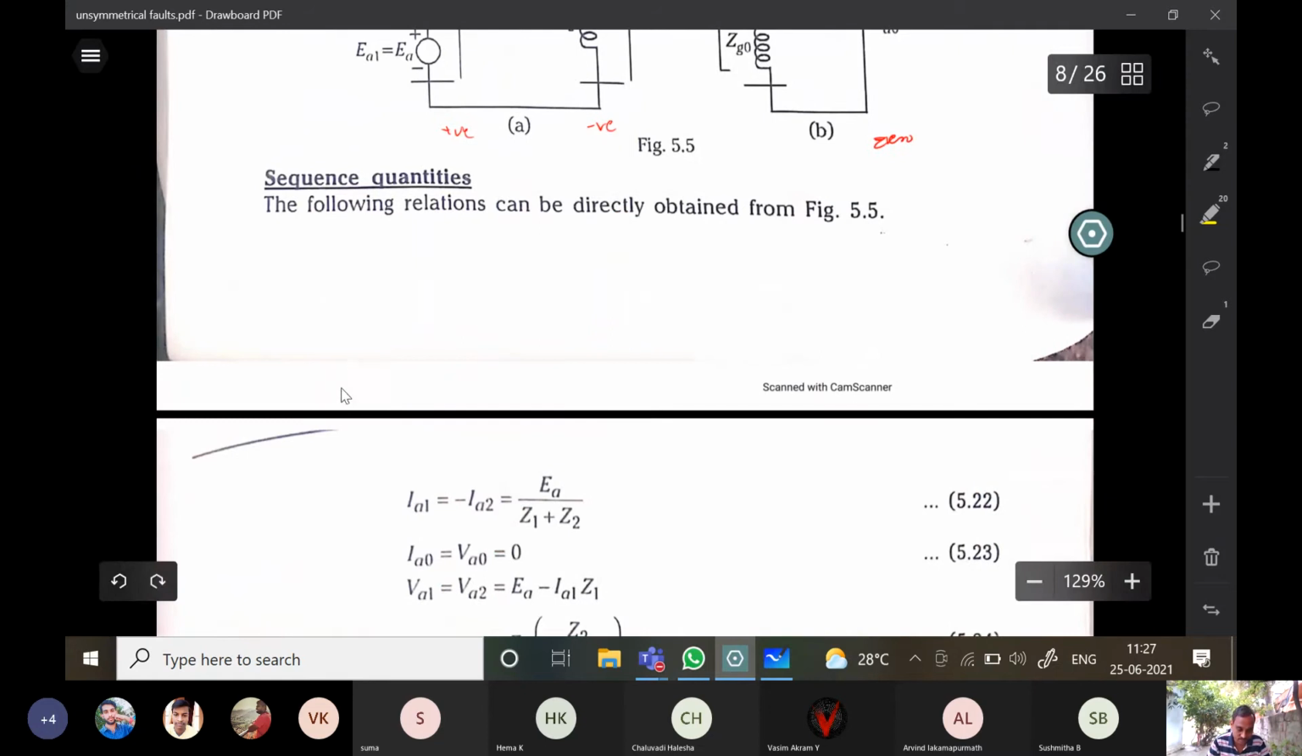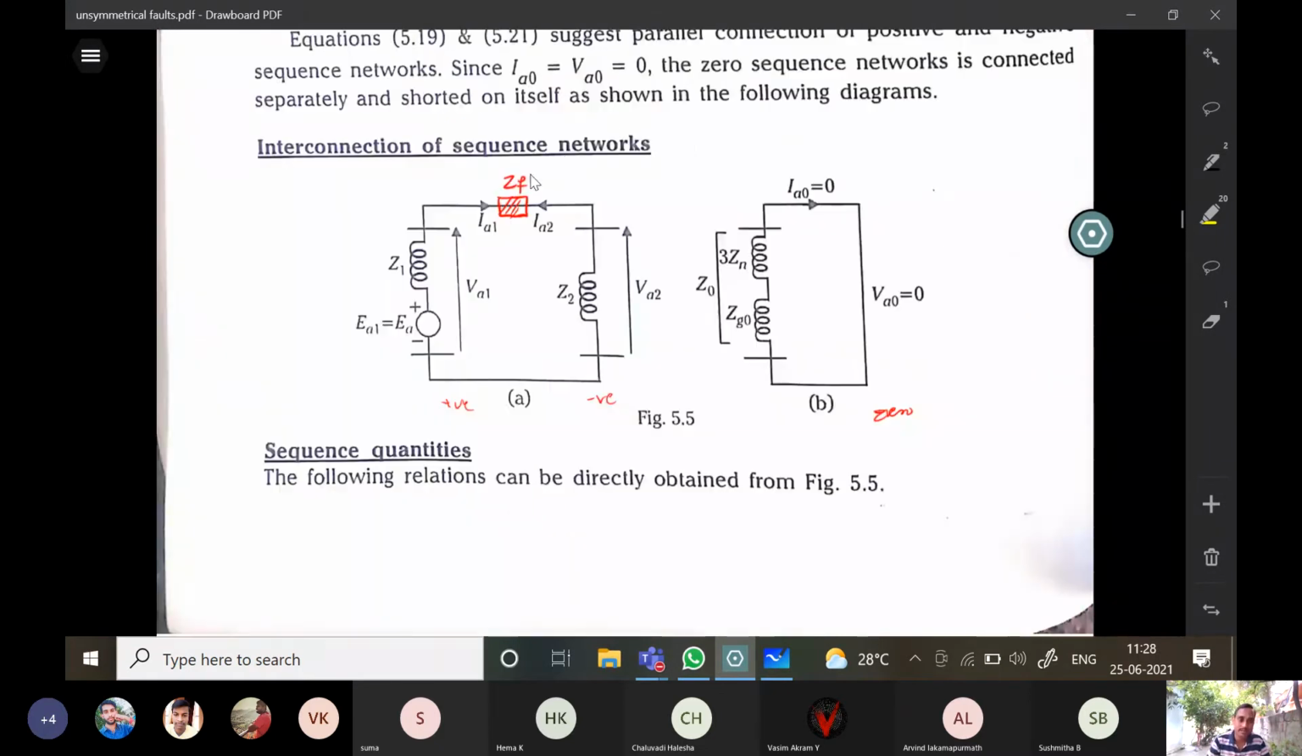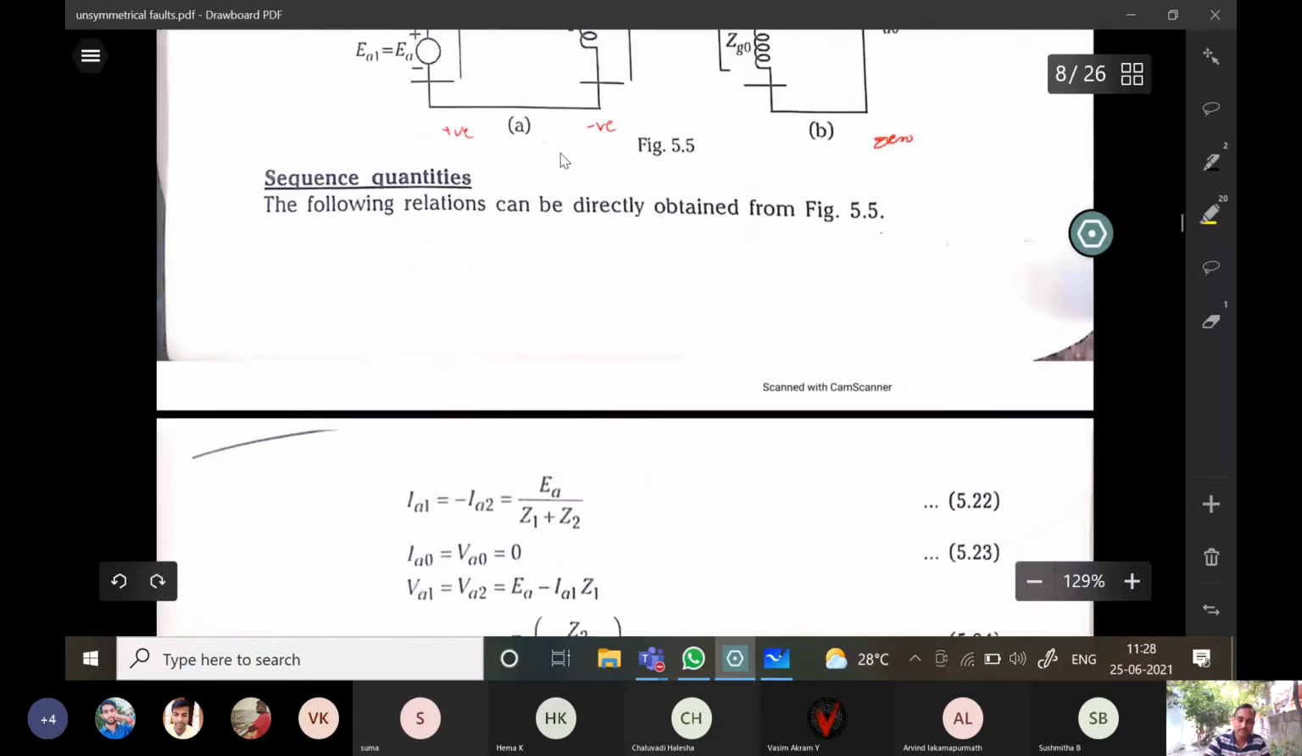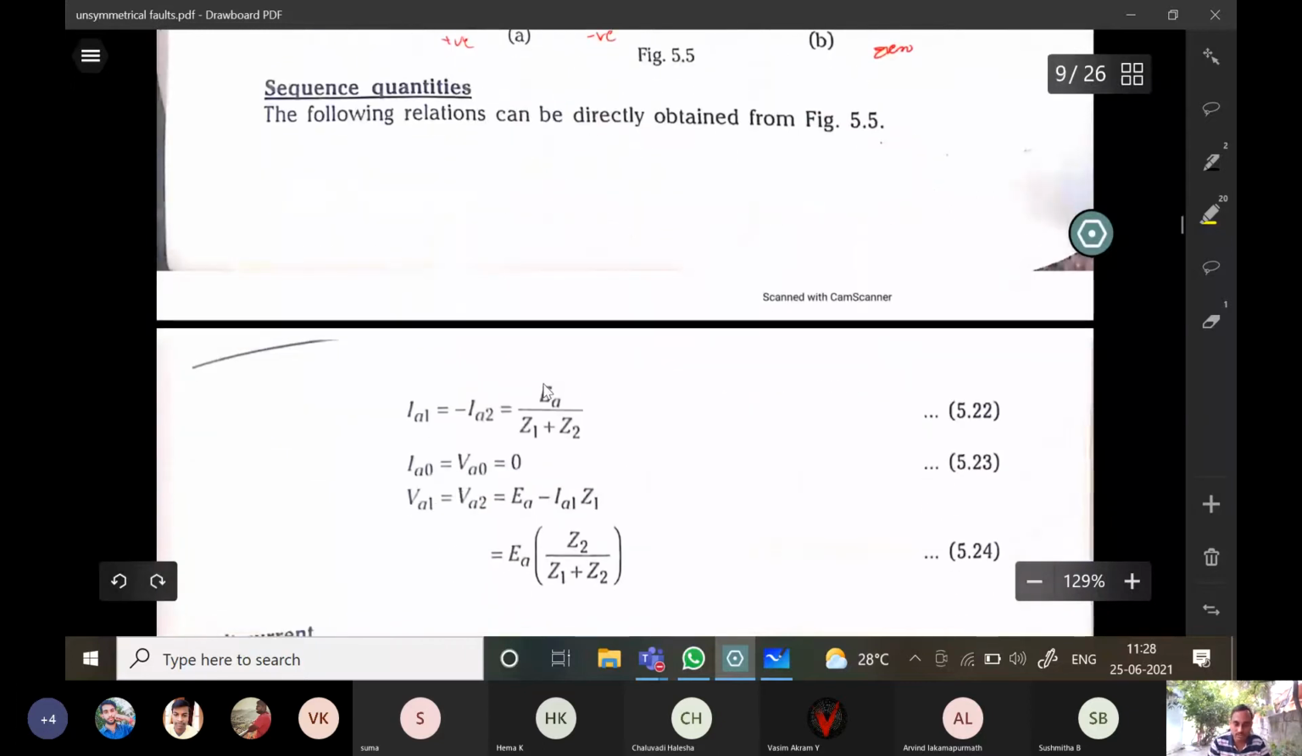So for the sequence quantities, IA1 is equal to minus IA2, and this is the previous equation, EA by Z1 plus Z2. Now another impedance is added here, that is ZF. So add this ZF here also. IA0 is equal to VA0 is equal to 0, same as it is. VA1 is equal to EA minus IA1 into Z1.